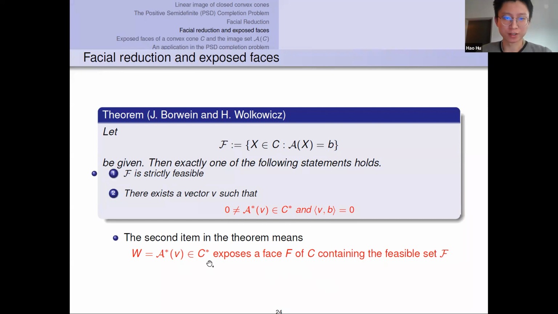And that's also the main idea of facial reduction, where you try to find a smaller face, a proper face F of C containing the feasible set. And that's the reason why we can reduce the dimension of the problem.